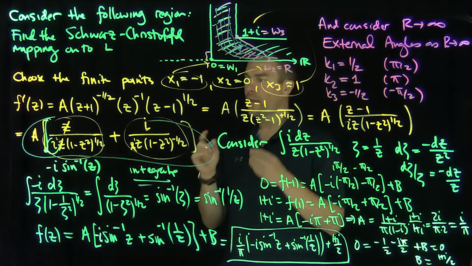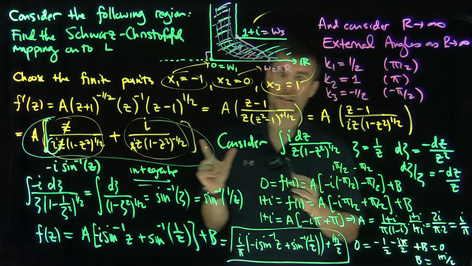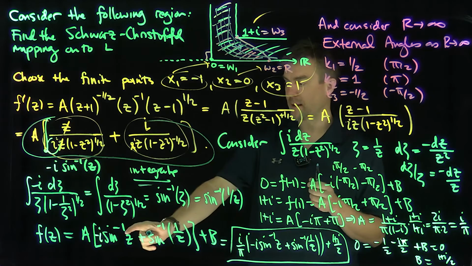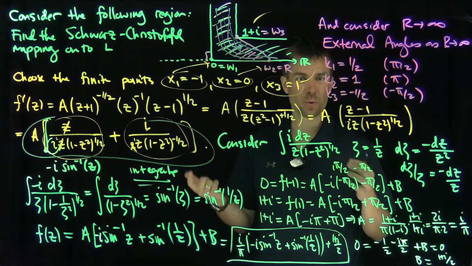So all that matters is the appropriate choice. I chose 1 plus i so that the calculation works out easily, right? So the whole point is that now it's basically a linear combination of sine inverse of z and sine inverse of 1 over z as our Schwarz-Christoffel mapping.